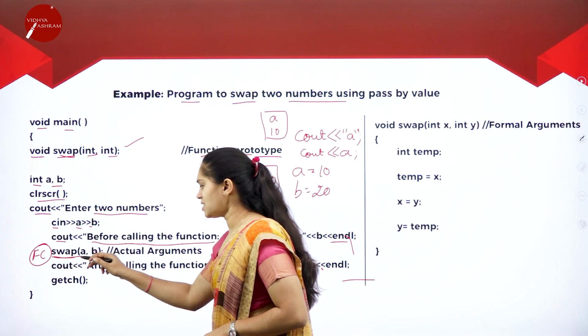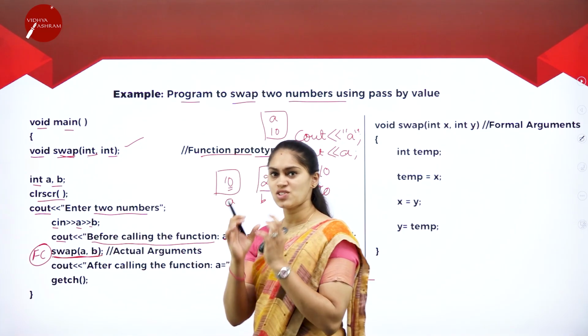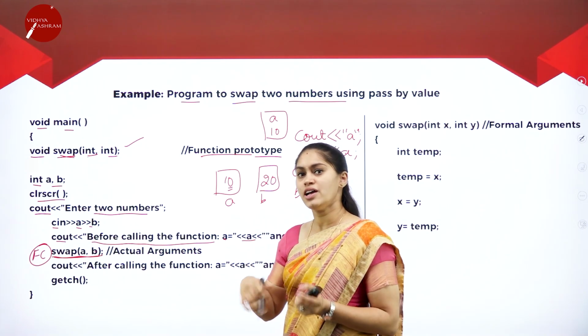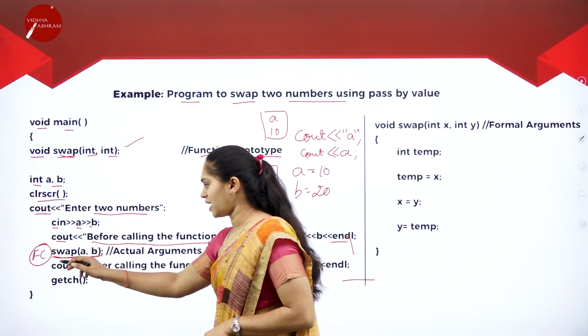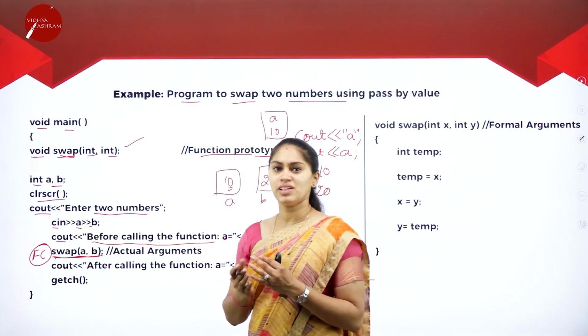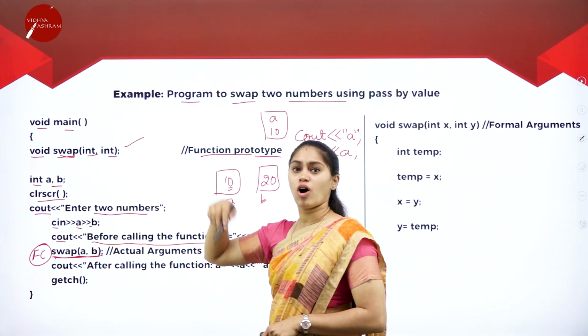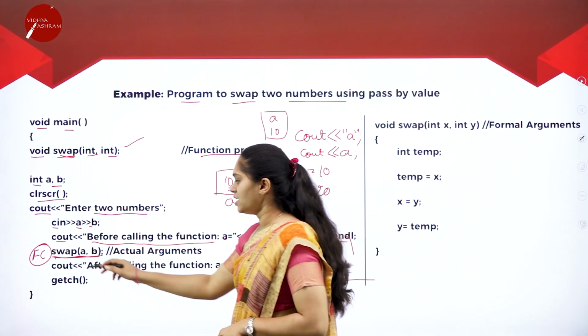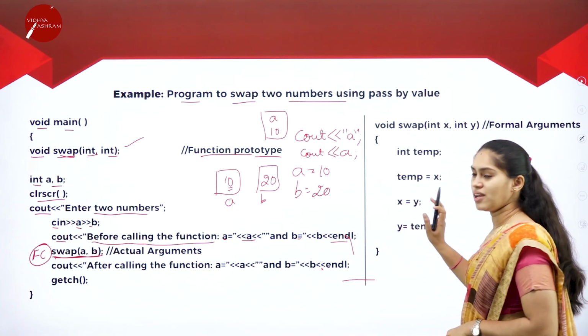So when the control finds this calling function, it is going to search for the called function. It won't execute these two statements. It is directly going to jump to where we have the called function. It can be either before the main function or even after the main function. So this swap of A comma B will search for this content and it will come here.